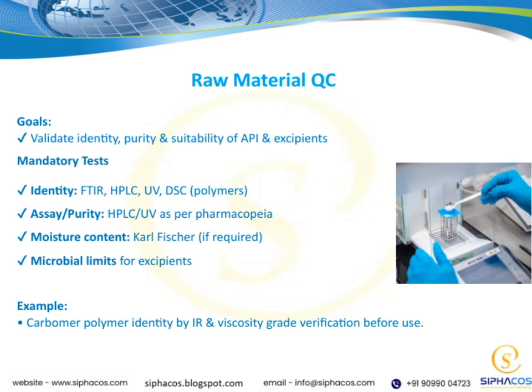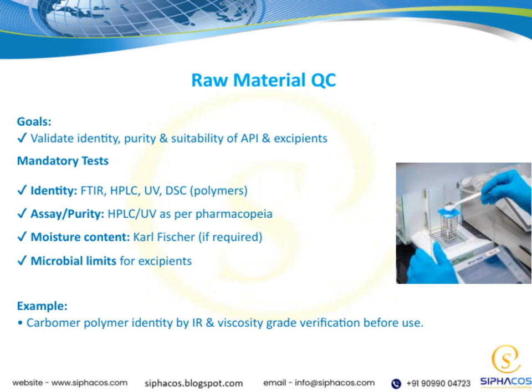When we talk about mandatory tests, the first is identity testing. We typically use techniques like FTIR, HPLC, UV, and for polymers, differential scanning calorimetry or DSC. These methods help us verify that the material is actually what we expect it to be. Next, we have assay or purity testing. Here, HPLC or UV methods are used, and we follow pharmacopoeial standards to ensure the raw materials are pure and within specified limits.